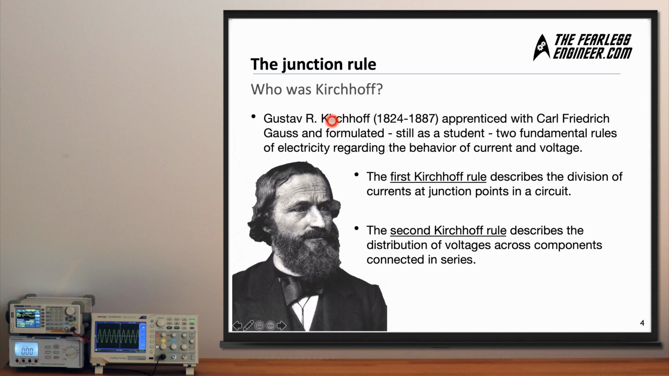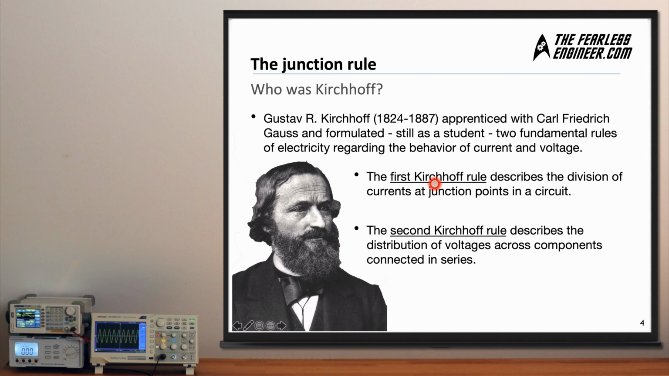He was a German scientist in the 19th century, and he was apprenticed with a very famous mathematician called Carl Friedrich Gauss, whom you surely have heard about in mathematics class in school. And Kirchhoff, still as a student, formulated two very fundamental rules of electricity regarding the behavior of current and voltage in a circuit. They're so famous that in Germany there's actually a postal stamp on which you can find these two rules and also his face and his name.